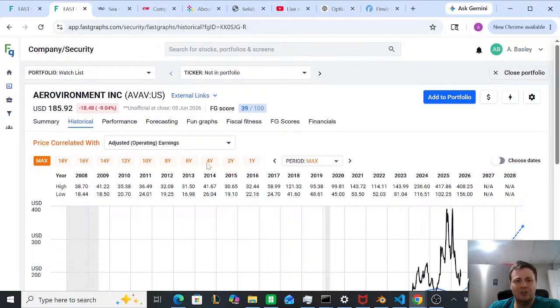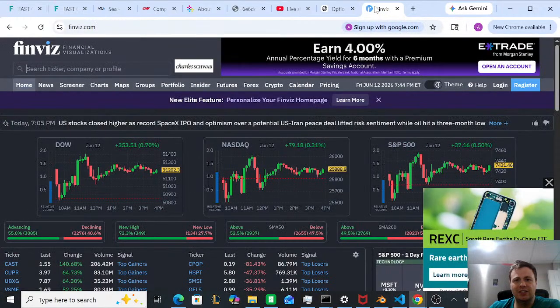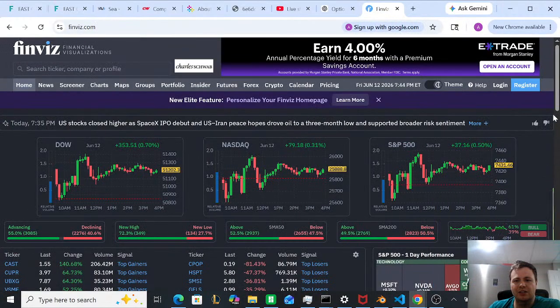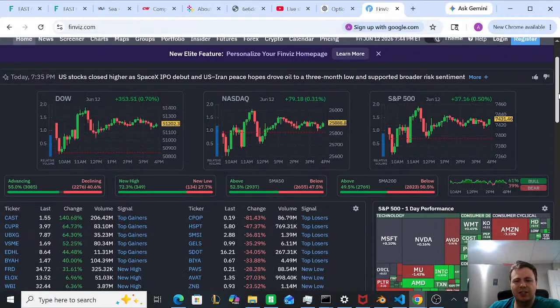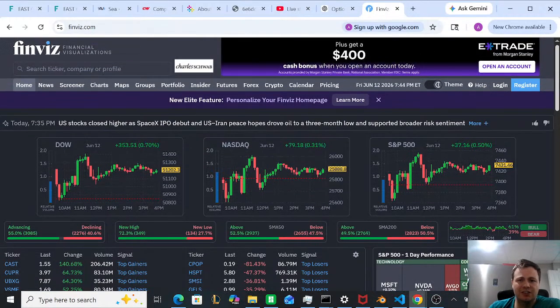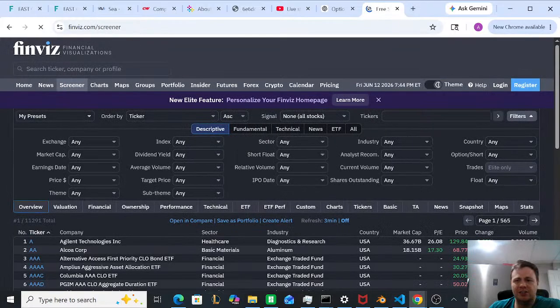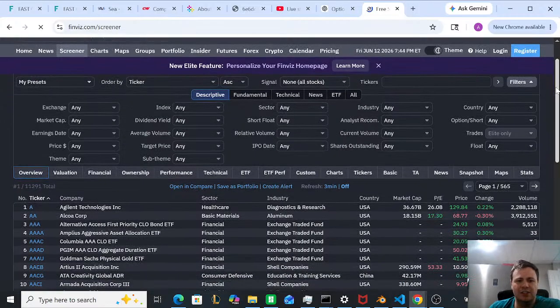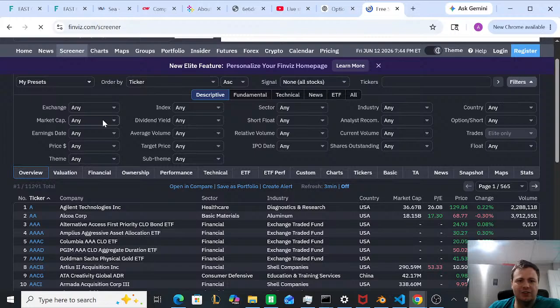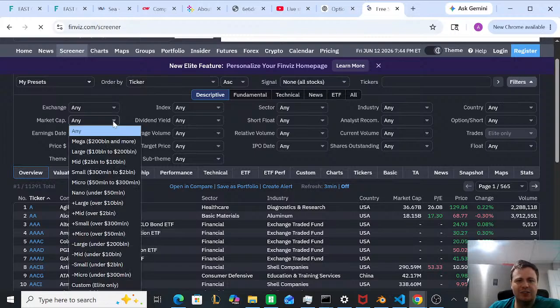Let me start sharing a tool that I use to find some ideas. I generally like to look at Finviz. This is one of the tools I use, and I use it to generate ideas. So we'll go onto the screener here. It depends on what I'm looking for at the time, but generally, this is how I look for stocks.